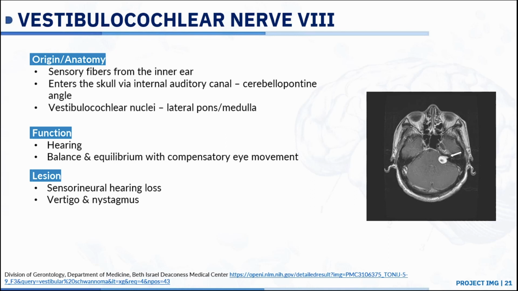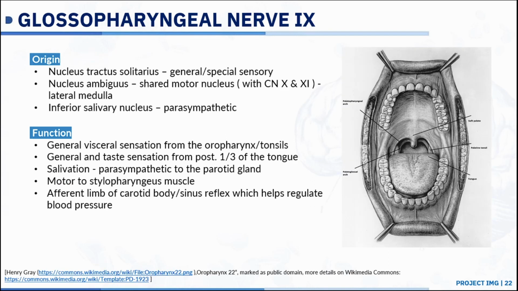Vestibulocochlear nerve 8. Origin anatomy: sensory fibers from the inner ear enter the skull via the internal auditory canal, cerebellopontine angle, vestibulocochlear nuclei, lateral pons and medulla. Function: hearing, balance and equilibrium with compensatory eye movement. Lesion: sensorineural hearing loss, vertigo and nystagmus.